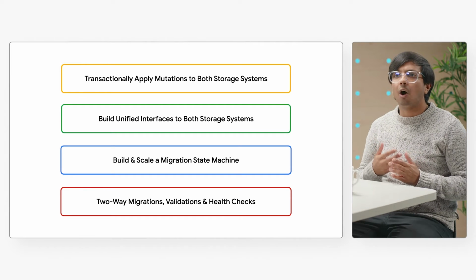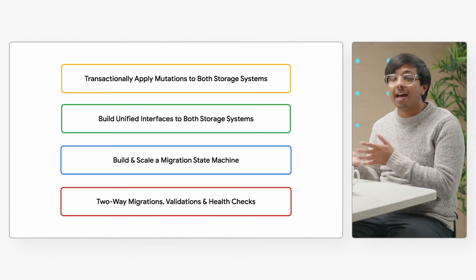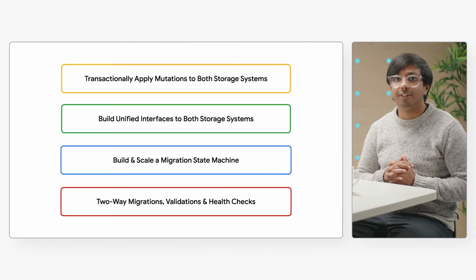Once we were done with all of our validation logic, we would actually then allow reads to go to the Spanner copy of the data. And as I mentioned before, we continued to dual write data back to our legacy system in case we needed to revert back.